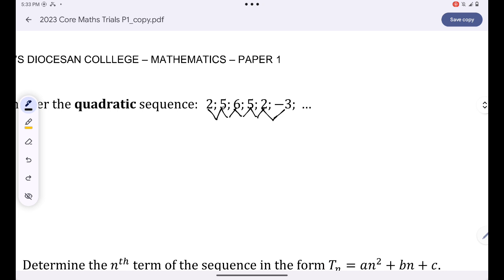So I'll simply have 5 minus 2, this will just give me 3. And then 6 minus 5, this will just give me 1. 5 minus 6, I'll get a negative 1. 2 minus 5, that's a negative 3. And negative 3 minus 2, this will just give me a negative 5. And then over here, guys, the common difference is just negative 2.